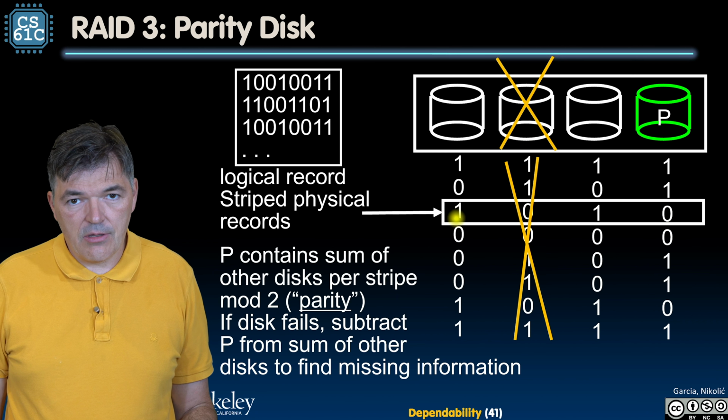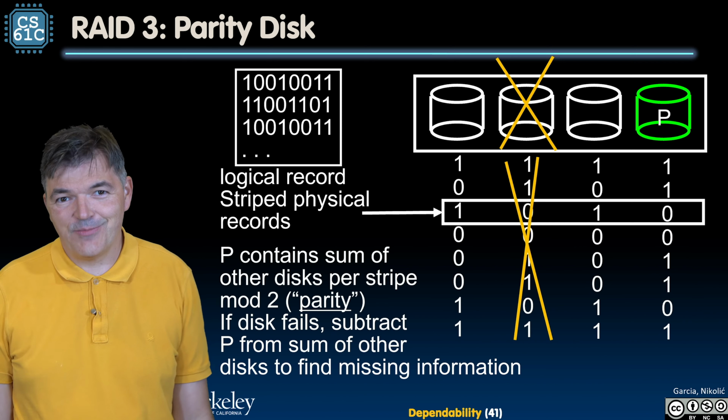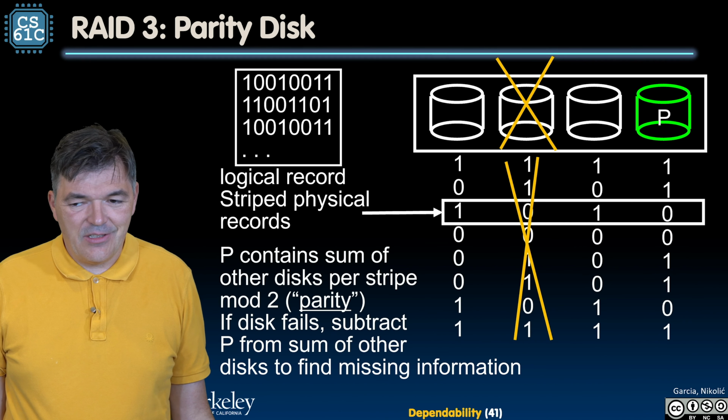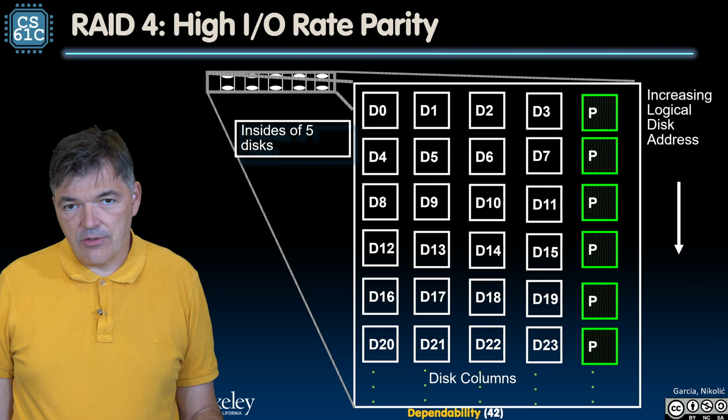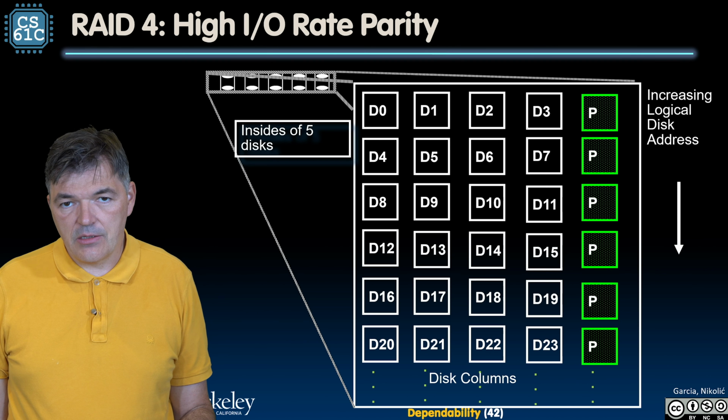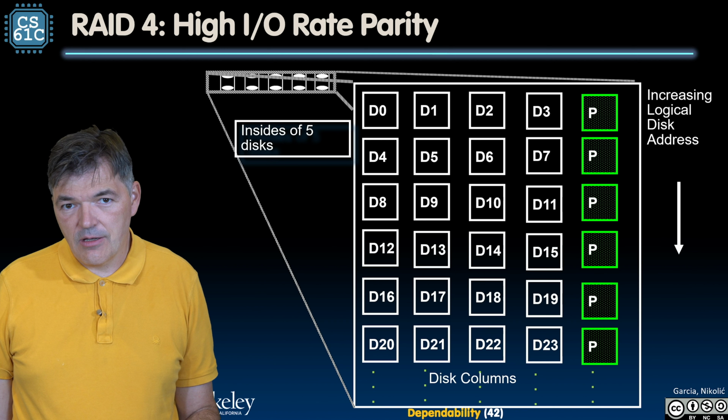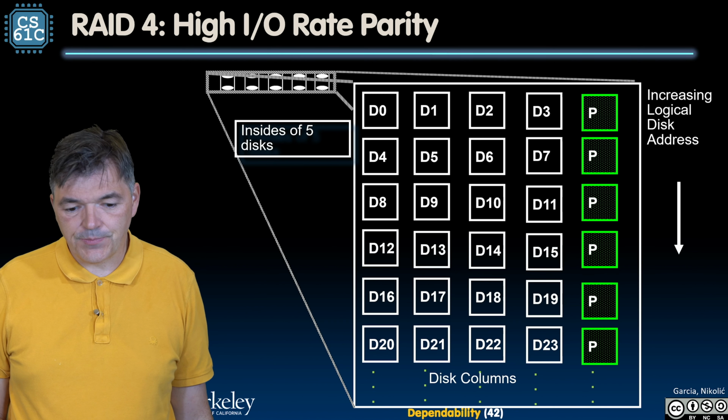So by knowing that this bit is 0, this bit is 1, and this one is 0, we'll know that the missing bit is also 0. All right, so that was RAID 3. RAID 4 is a variant of that. It just provides higher input-output rate.